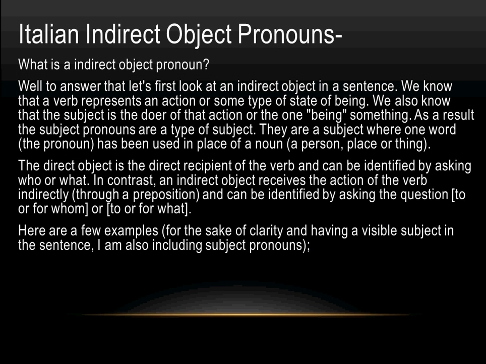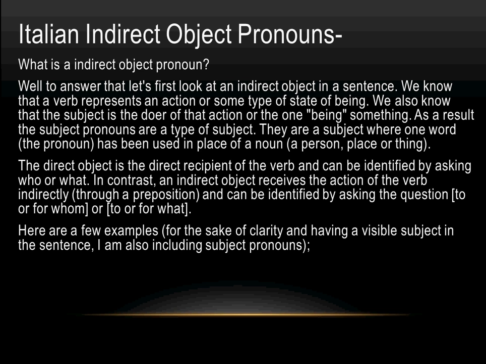What is an indirect object pronoun? Well, to answer that question, let's first look at indirect objects in a sentence. We know that a verb represents an action or some type of state of being. We also know that the subject is the doer of that action or the one being something. As a result, the subject pronouns are a type of subject. They are the subjects where one word, the pronoun, has been used in place of a noun, a person, place, or thing. The direct object is the direct recipient of the verb and can be identified by asking who or what.